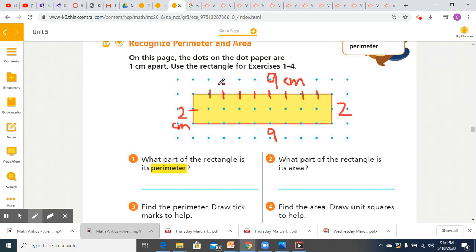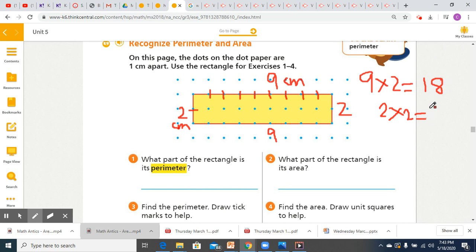And what I need to do is add all the sides together. Or there's another way that you can do it. You can multiply 9 times 2 because 9 is 2 times in this rectangle. And you can multiply 2 times 2, and then you can add the results of these two multiplication facts together, and that's going to be the perimeter. I know that 9 times 2 equals 18.